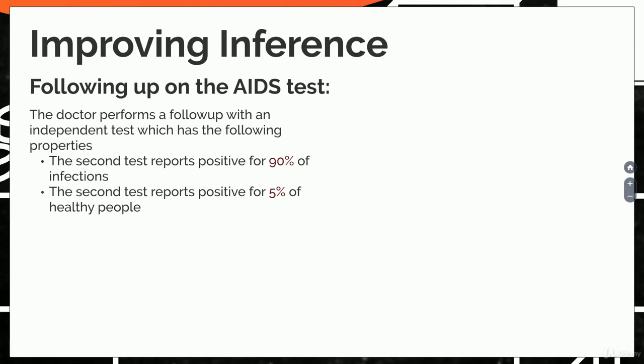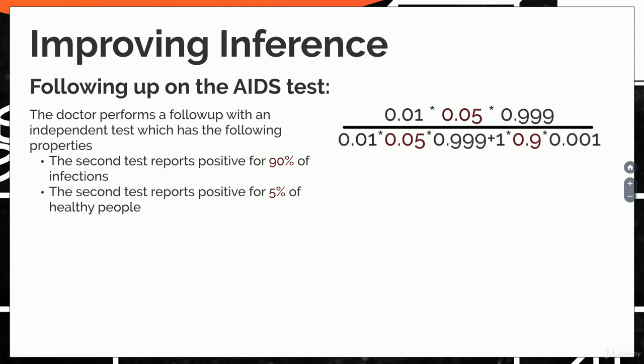The second test reports positive for 90% of the infections. So if you have an infection, 90% of the time it's going to catch it. The second test reports positive for 5% of healthy people. So we have a slightly higher false positive rate for this second test. Here we're going to add this into our formulation of Bayes' rule from the previous slide, and we simply have the additions of the 0.05 highlighted in red here and the 0.9 in the formula we had written out before. And all of a sudden, our chances of actually having AIDS go up to 35.7% from 9%. So it's increased significantly by having an additional data point.